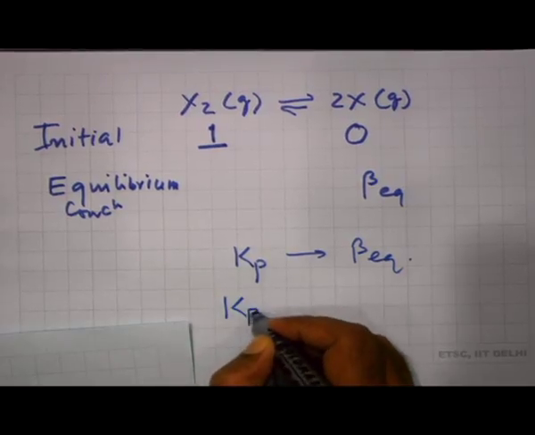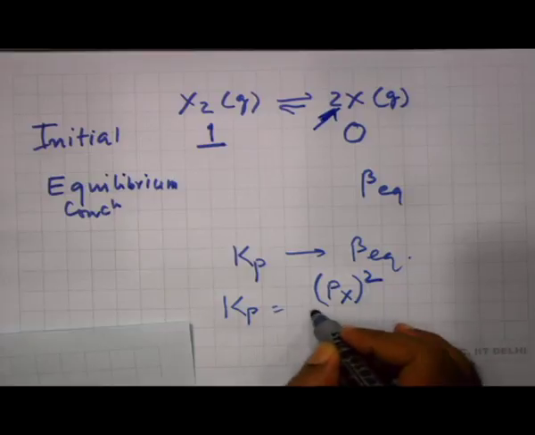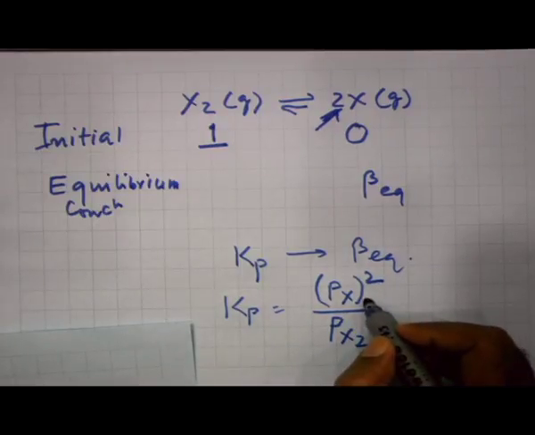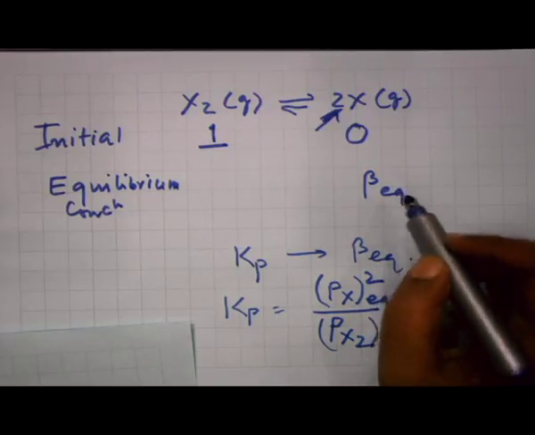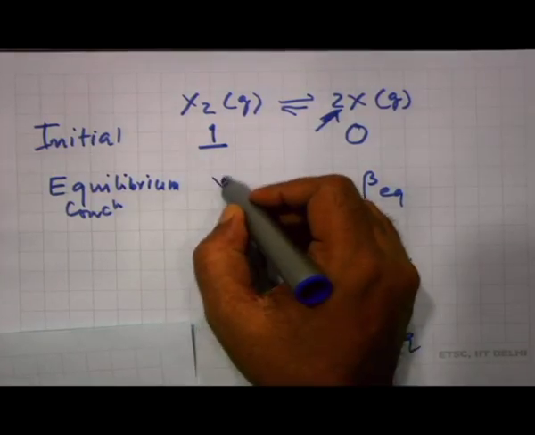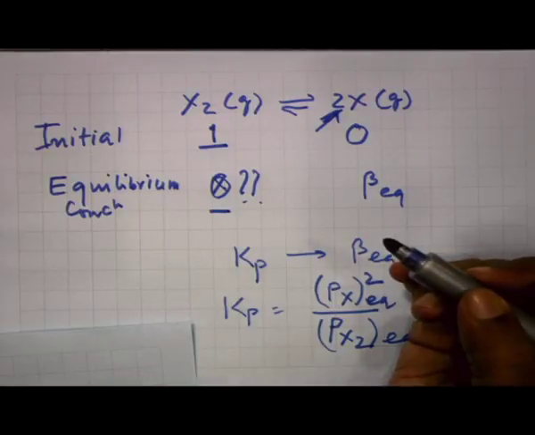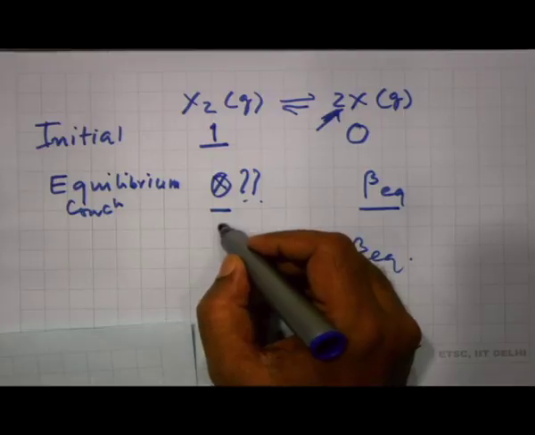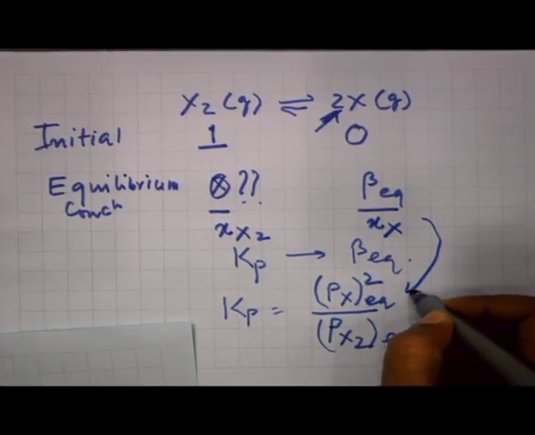So, we know that Kp is equal to the pressure of X squared, you see the 2 here, so this is a square, divided by the pressure of X2. And you must remember, this is the equilibrium pressure we are talking about. So first we need to calculate the number of moles of X2, and once we know the number of moles of X2 and of X, then we need to calculate the mole fraction of X2 and the mole fraction of X, and then finally we can calculate Kp.